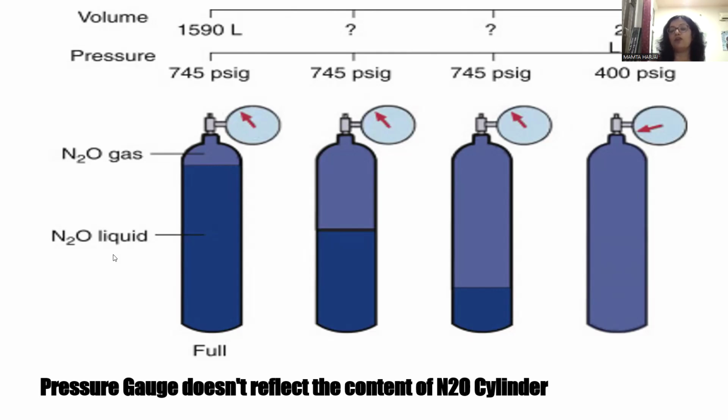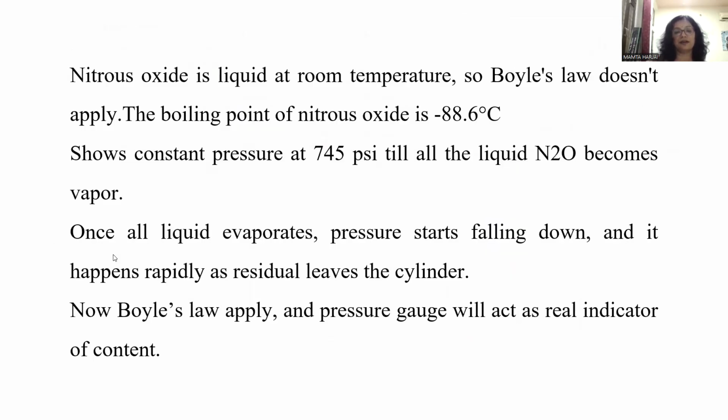And here, when all of the liquid has evaporated and become vapor, only gas is left, and the gas is now rapidly being consumed by the patient. Now the pressure has decreased and it is showing the empty cylinder. That means the laws which were applicable previously in the oxygen cylinder are not applicable here. And so the pressure of the gas above the liquid remains independent of how much liquid remains. So the pressure gauge is not reflecting the content of the nitrous cylinder. This is the same thing.